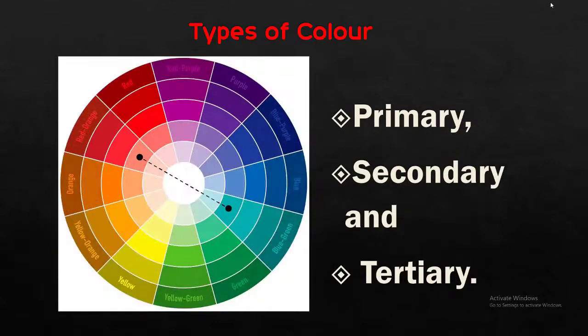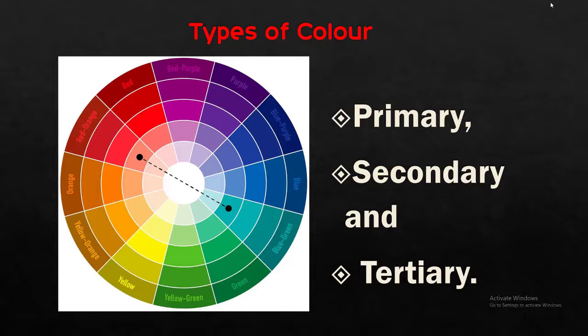There are three main types of colors. We have the primary, secondary, and tertiary colors. The primary colors are colors that cannot be gotten by mixing any other colors. These are red, yellow, and blue. On the other hand, secondary colors are made by mixing equal amounts of primary colors together. Blue and red mixed together make purple. Yellow and red mixed together make orange. Blue and yellow mixed together make green.